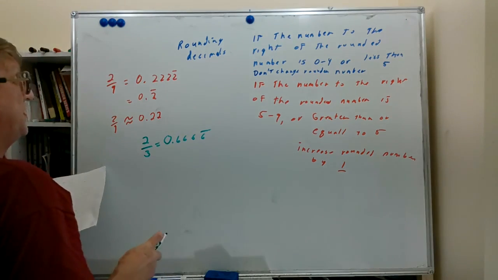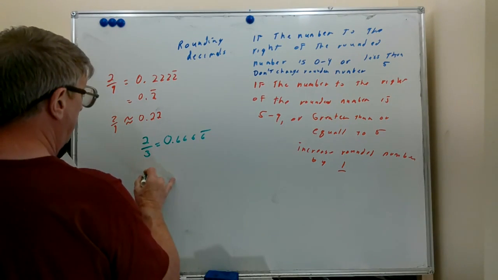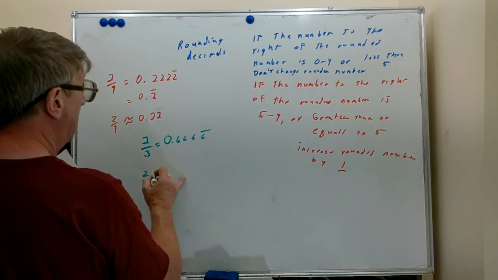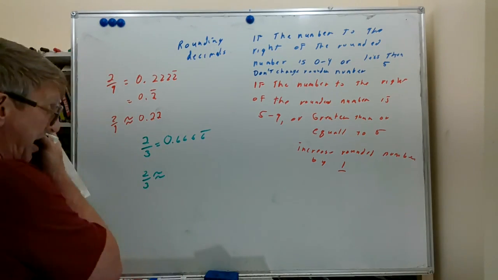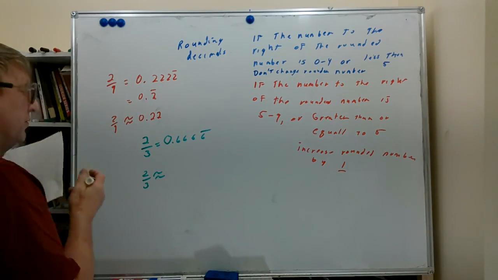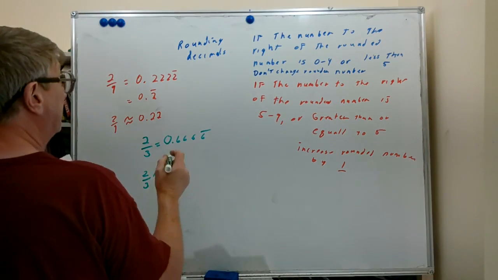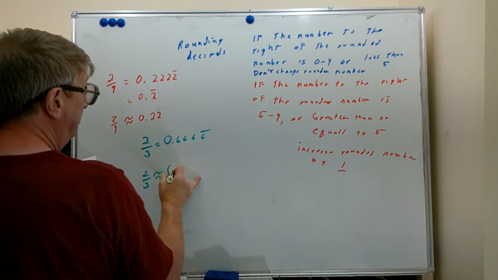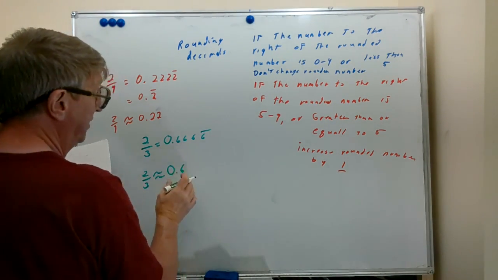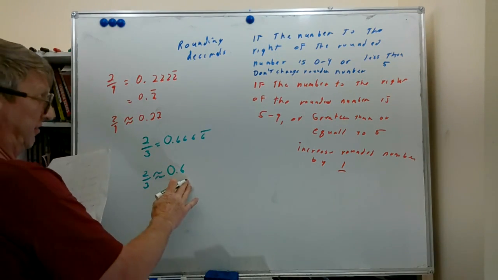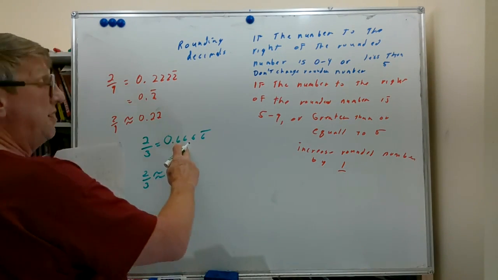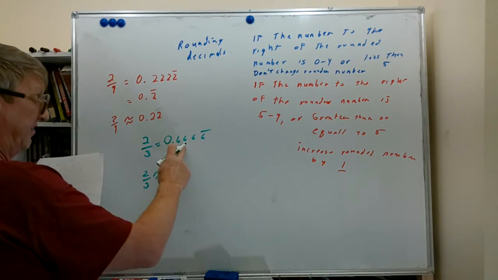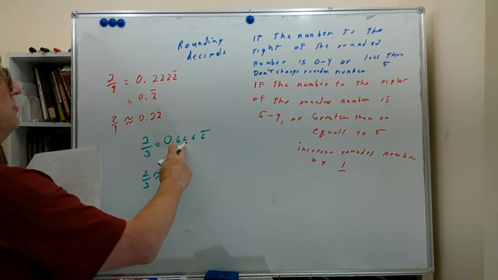So if we want to round that to 2 places, now we use approximation. It's kind of like a wavy equal sign, approximately equal to, instead of exactly equal to. Well, we're going to 2 places, so the first place nothing changes. So the number we're rounding is the second place. That is a 6. What is to the right of the 6?